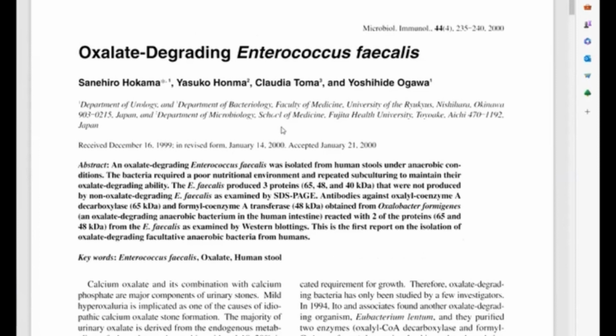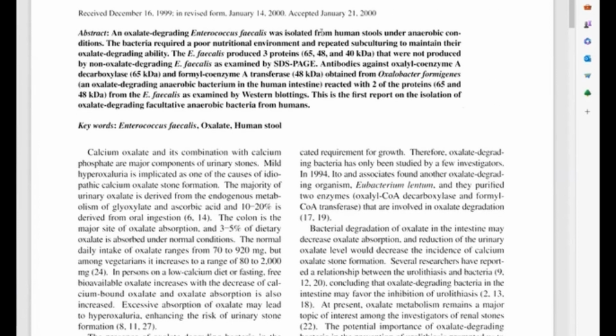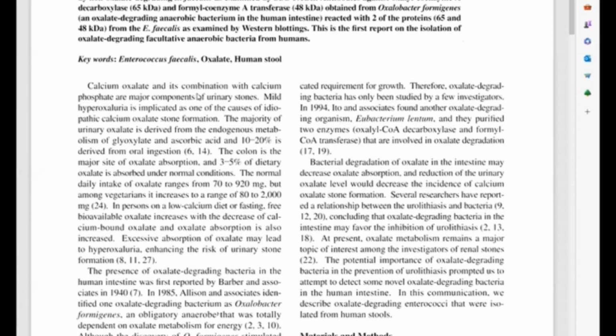Why is the Enterococcus there? Well, it is an oxalate-degrading bacteria. So an oxalate-degrading Enterococcus was isolated from human stools under anaerobic conditions, and the bacteria requires a poor nutritional environment to maintain their oxalate-degrading ability. Calcium oxalate and its combination with calcium phosphate are major components of urinary stones. Mild hyperoxaluria is implicated as one of the causes of idiopathic calcium oxalate stone formation.